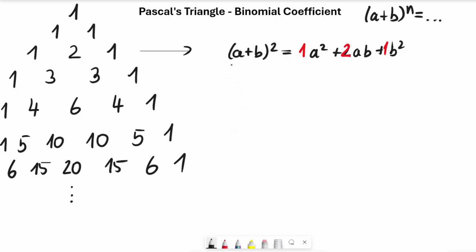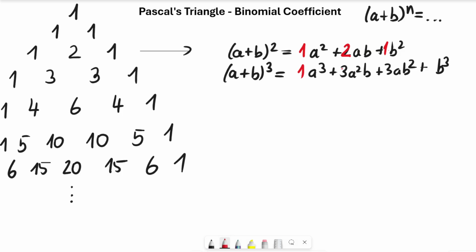So next formula, probably you also know it and you can memorize it. So it's a cubed plus 3a squared b plus 3ab squared plus b cubed. What about the coefficients? Okay, it's 1, 3, 3, 1. Interesting, yeah?